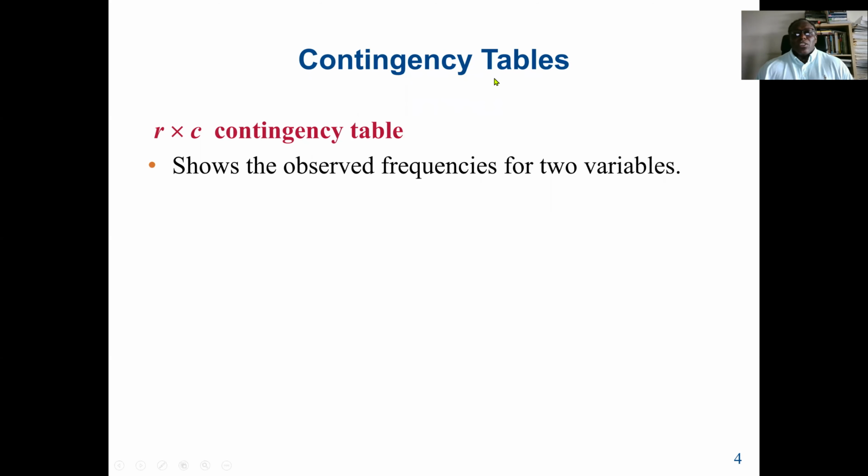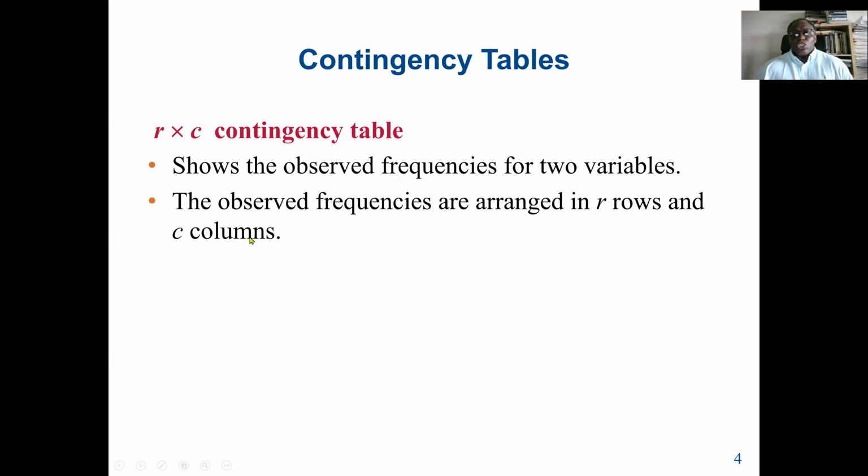So we start with the contingency table, and we say R by C. R stands for row and C stands for column. We know a table consists of rows and columns. The intersection of a row and a column is the small box that we call the cell. So again, a contingency table shows the observed frequency for two variables, and the observed frequencies are arranged in R rows and C columns.